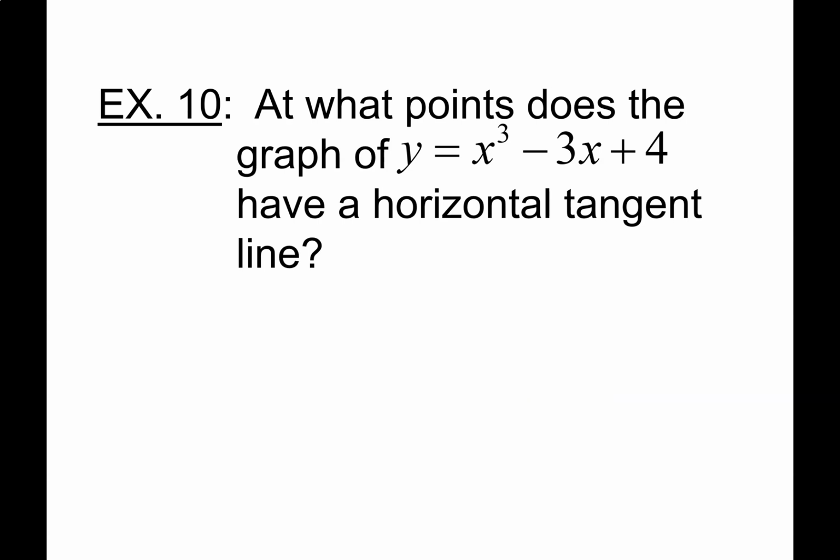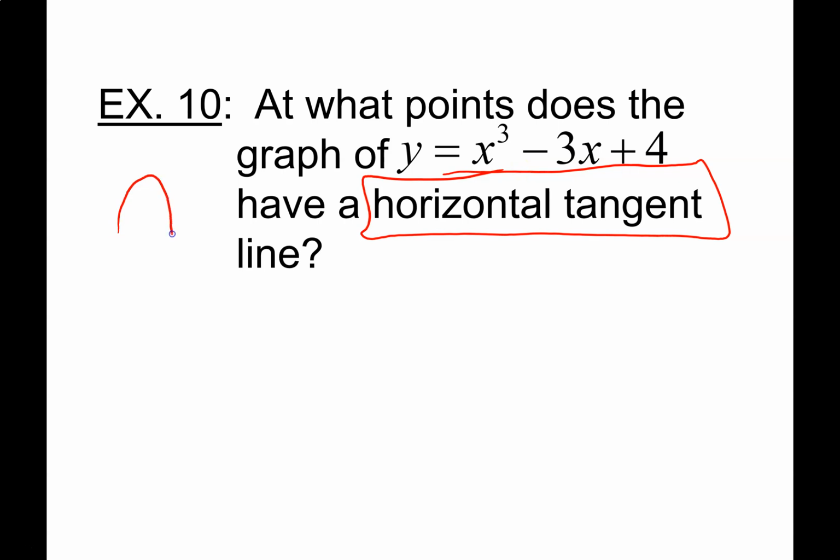Okay. Number 10. At what point does the graph of y equals x cubed minus 3x plus 4 have a horizontal tangent line? Let's talk about it. I'm going to draw an upside down parabola here. This is what a horizontal tangent line looks like. In other words, the slope of the tangent would be 0, which means whenever I see horizontal tangent line, if this is called y, this basically means find when y prime is 0. If this was called f of x, then I would want to know when does f prime equal 0.